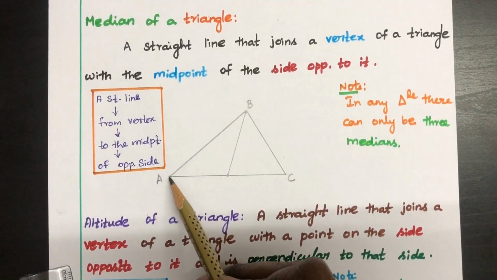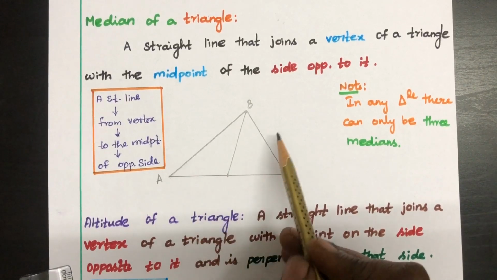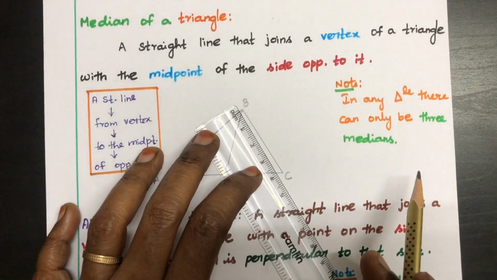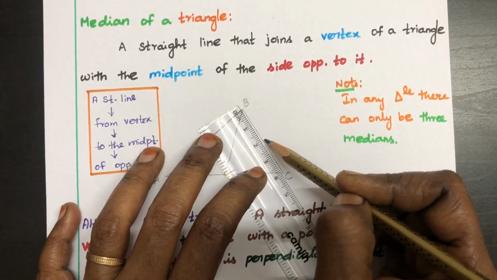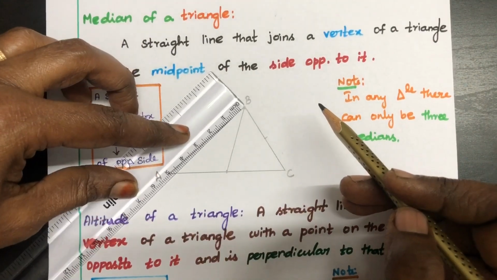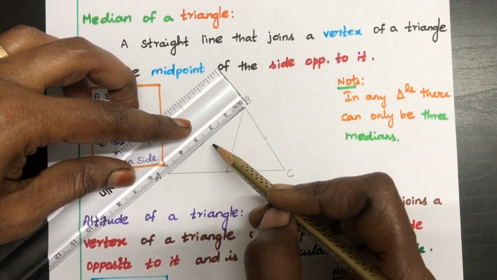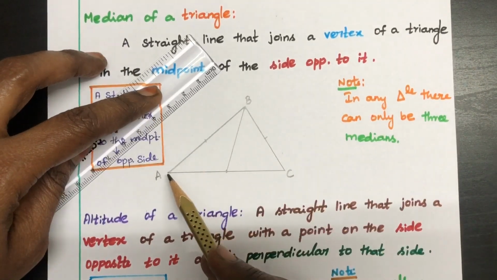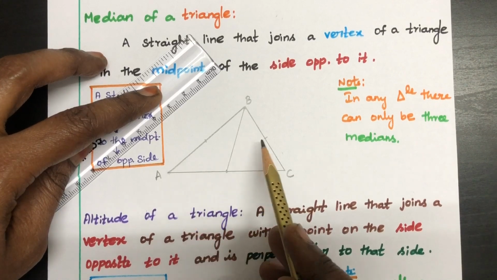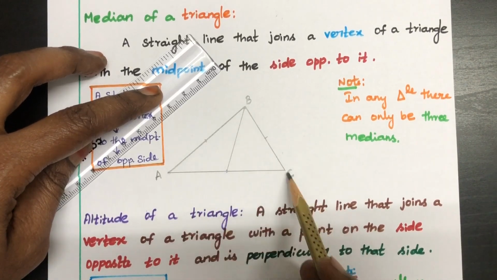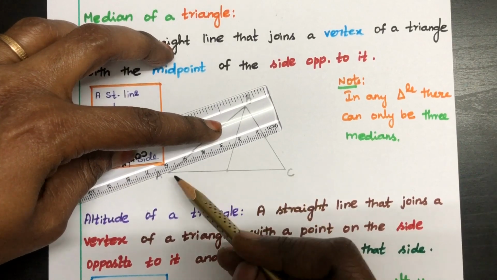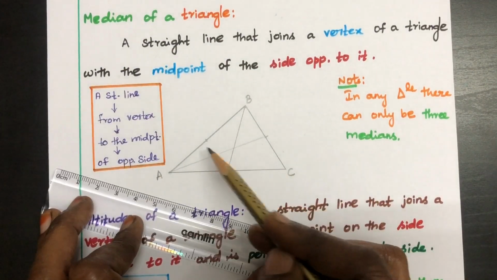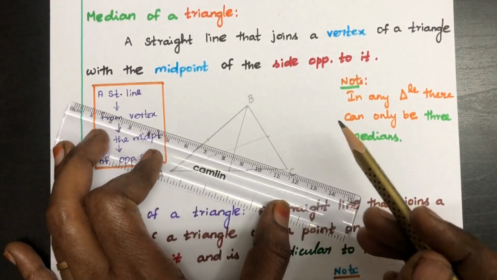Also, from A, you can draw a line to the midpoint of the opposite side BC. See here, if this is 4 centimeter, the midpoint is 2. Here also, if it is 5, the midpoint is 2.5. So, from the vertex A, the opposite side is BC. So, for this BC, we can draw a median. See here. This is a median. Similarly, from C to AB, we can draw another median.